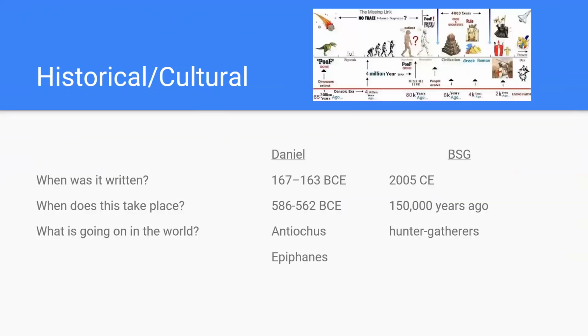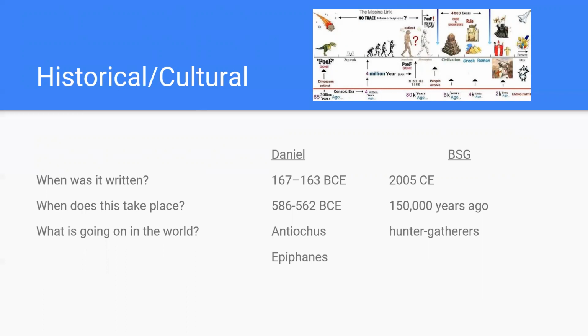The next thing in our quick reference guide is historical and cultural. The timeline in the upper right shows the timeline from 65 million years ago to the present day and where humans came in, modern humans and ancient humans. The ancient humans at about 4 million years ago and modern humans at about 100,000 years ago.